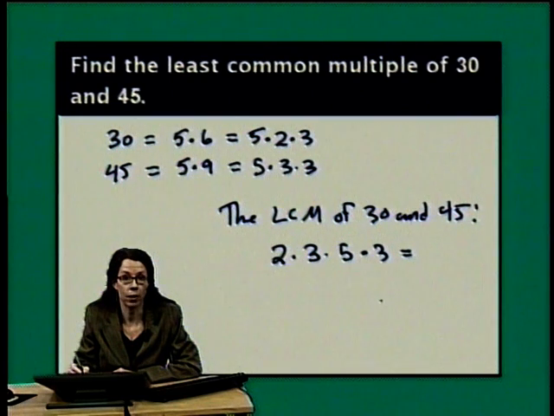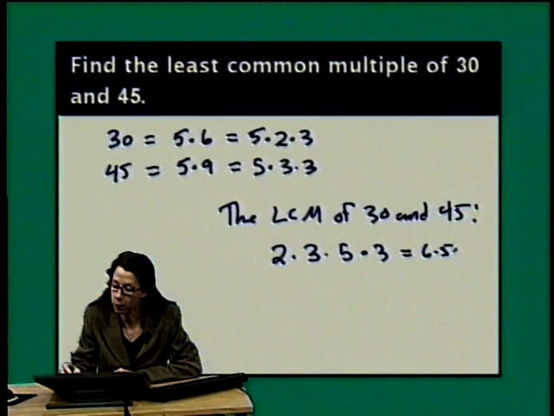Now when I do this arithmetic, let's see, I have 2 times 3, which is 6. 6 times 5 is 30.